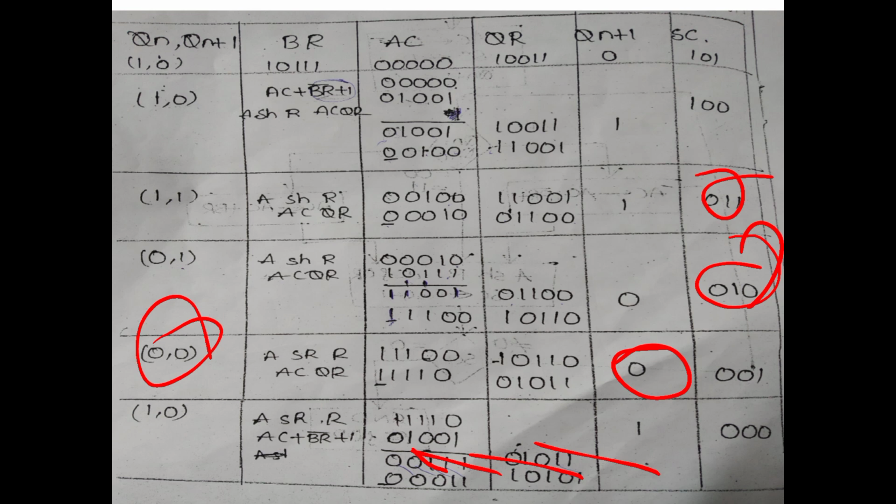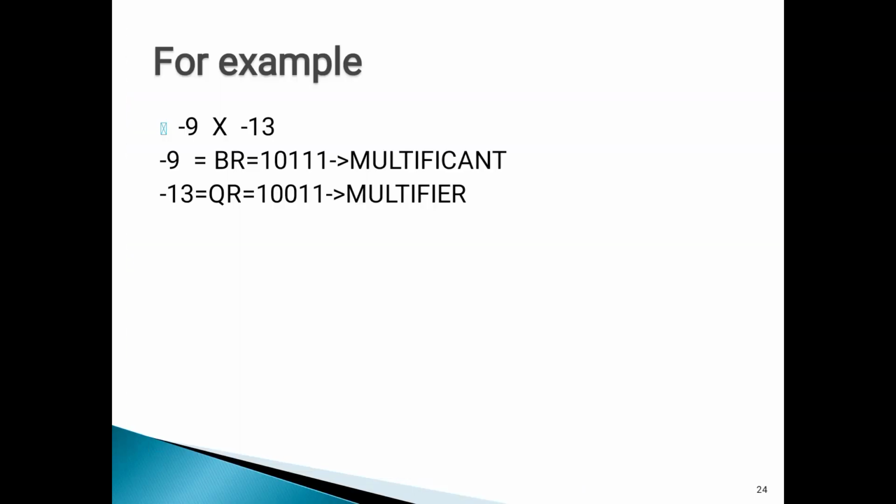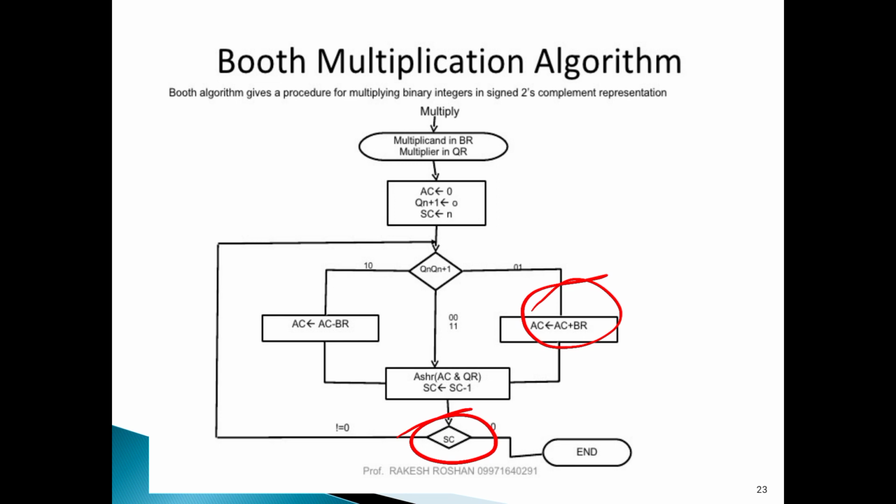So after performing this, we decrement the sequence counter, right? Before, the sequence counter is 1 and after decrementing, it is 0. So according to this flow chart, we check the sequence counter; if it is 0, then go to end. If it is not equal to 0, this process continues until the sequence counter equals 0, right?